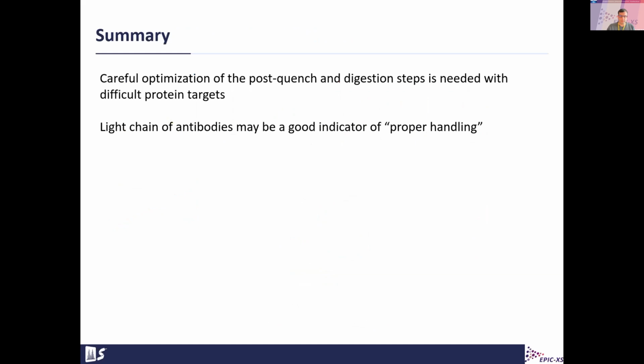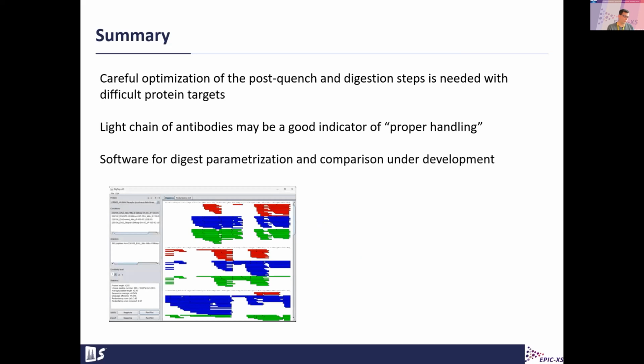So I think that we saw some quite nice examples that for antibodies, it's really crucial to finely tune the post-quench conditions and digestion step. I think that the light chain of the antibody can be a good indicator whether we handled the whole stuff properly. And it's also good if you want to evaluate a number of conditions to have some reasonable workflow that allows you this comparison.